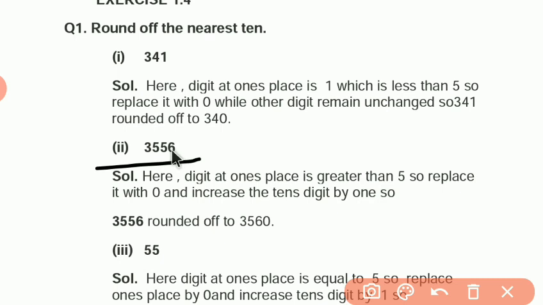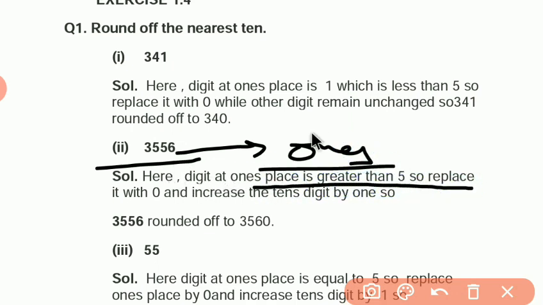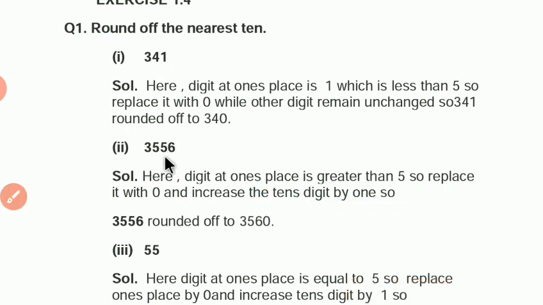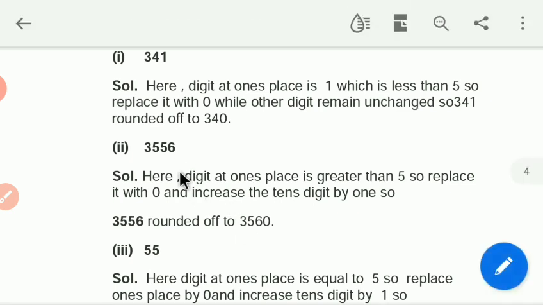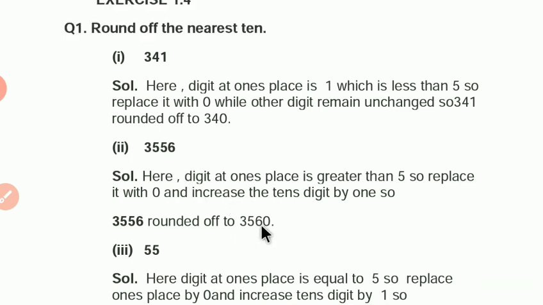Second one, 3556. Here again we have to see which place. It's the ones place. At the ones place, the digit is 6. So the digit at the ones place is greater than 5, and 6 is greater than 5. So we have to increase its tens digit by plus 1. Only you have to replace 6 by 0. So 5 plus 1, 6 and 35 will be no change.